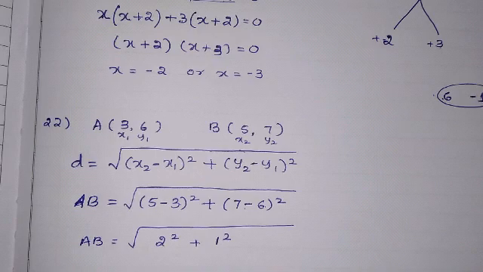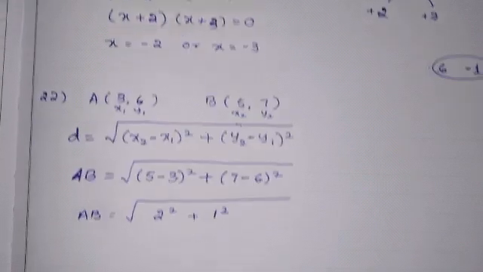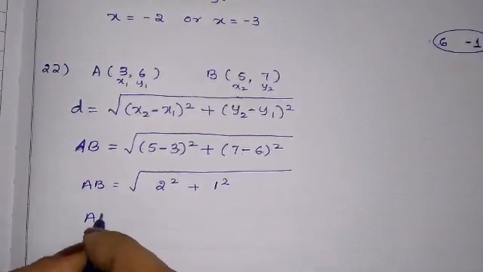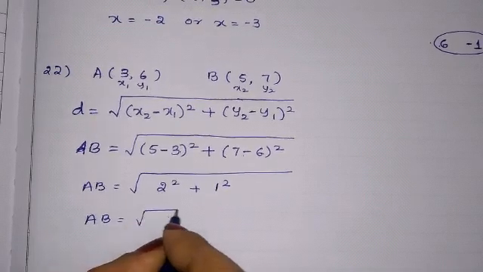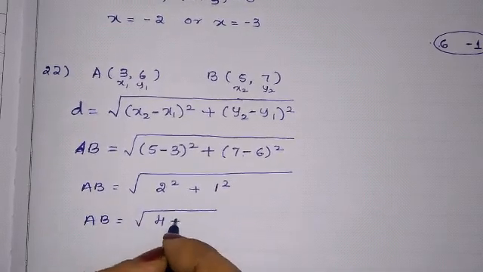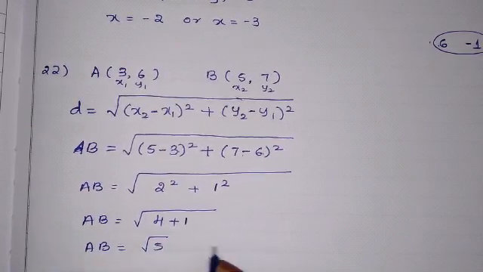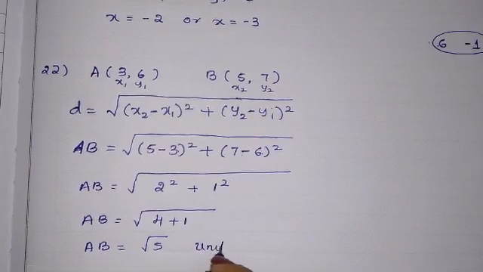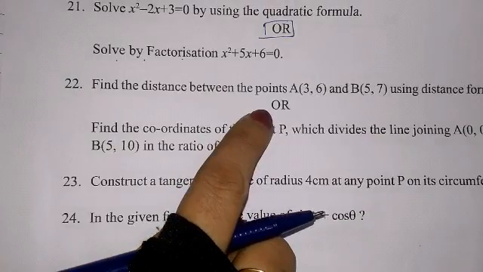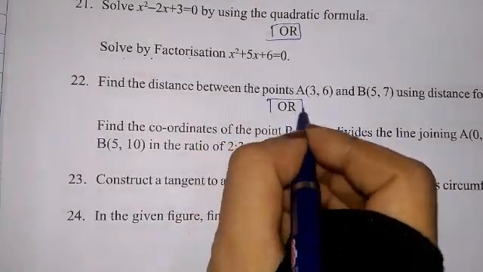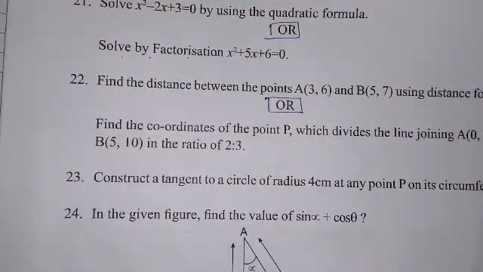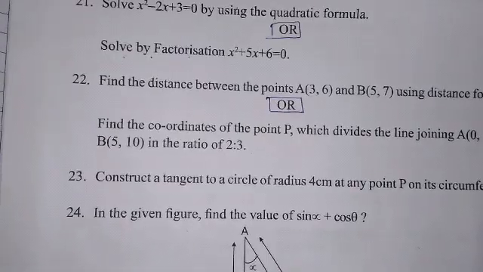So what we have to get now? AB is equal to 2 square is 4, 1 square is 1. AB is equal to root 5. So root 5 units we have to write. Okay. Here we have choice. So we'll see which problem is this.